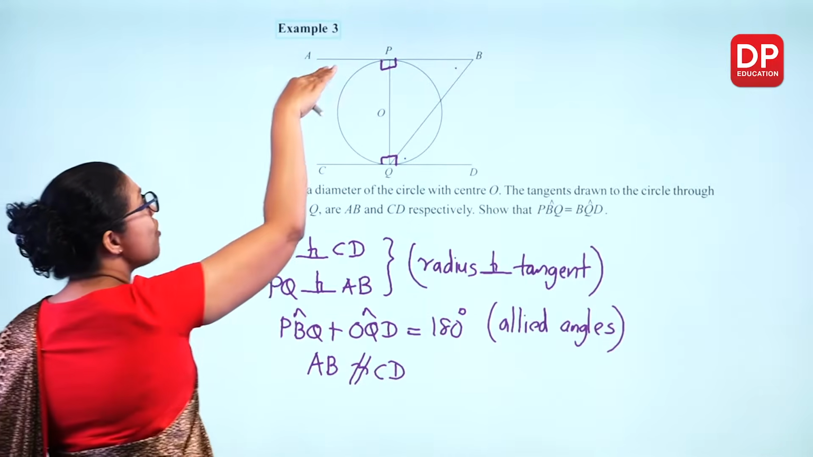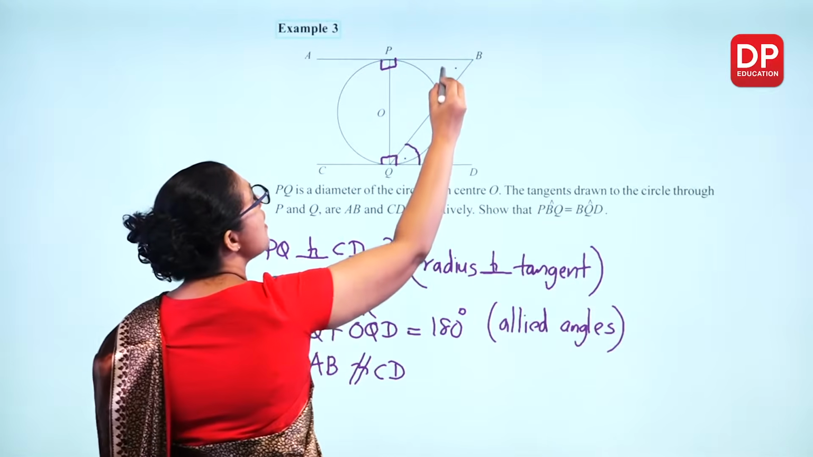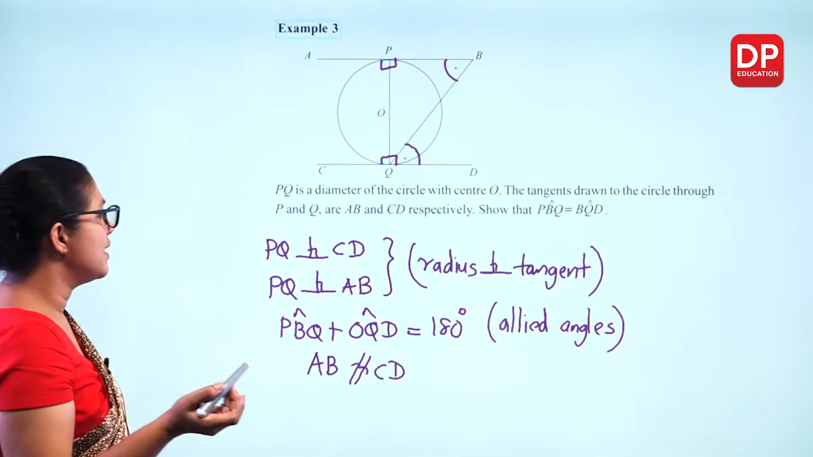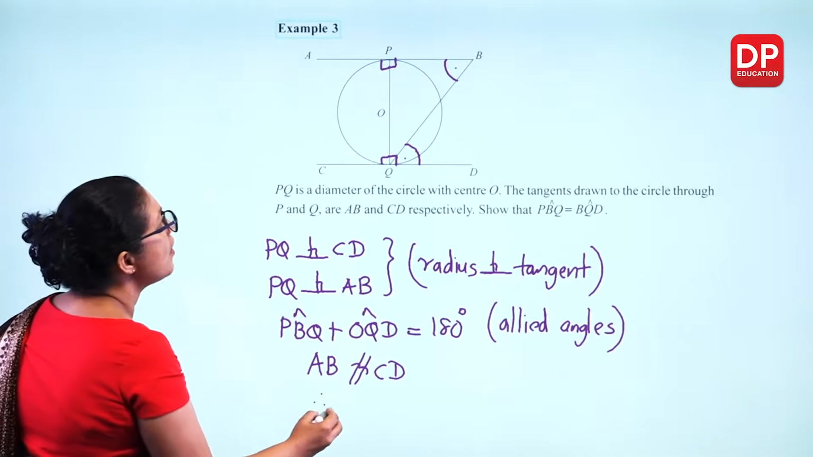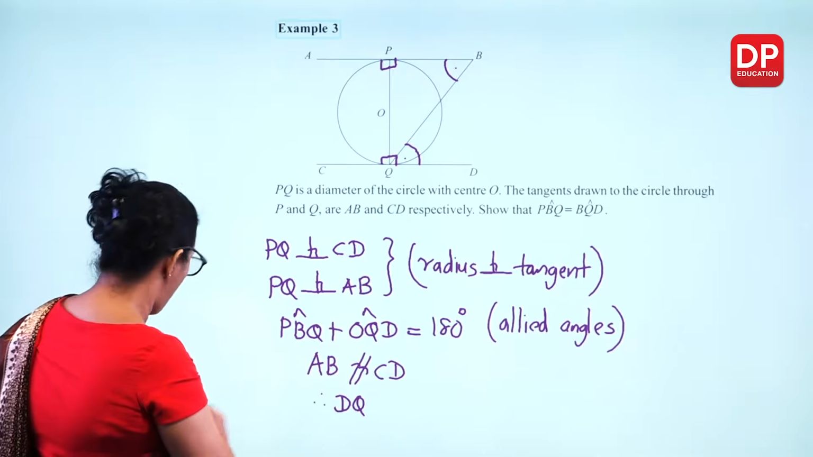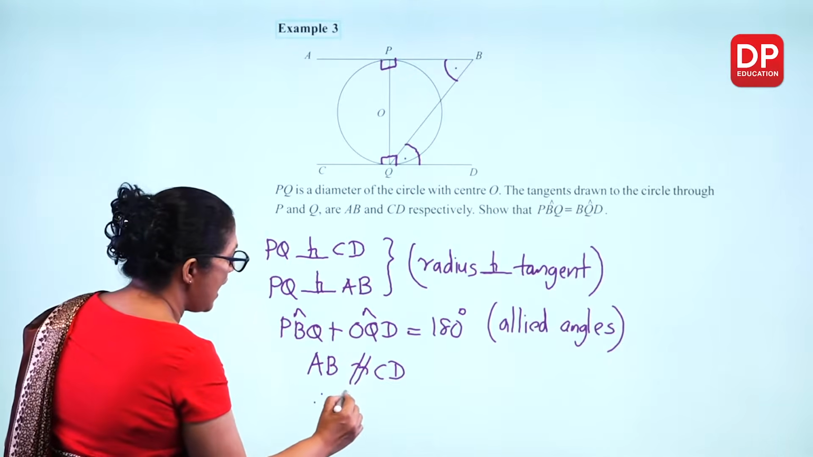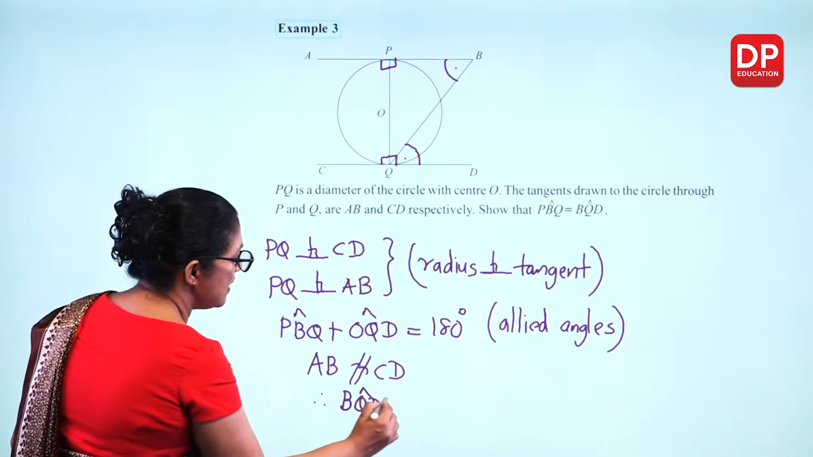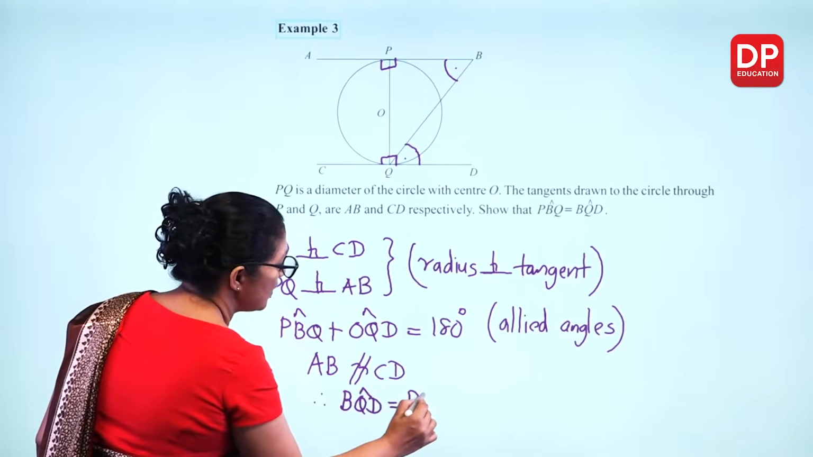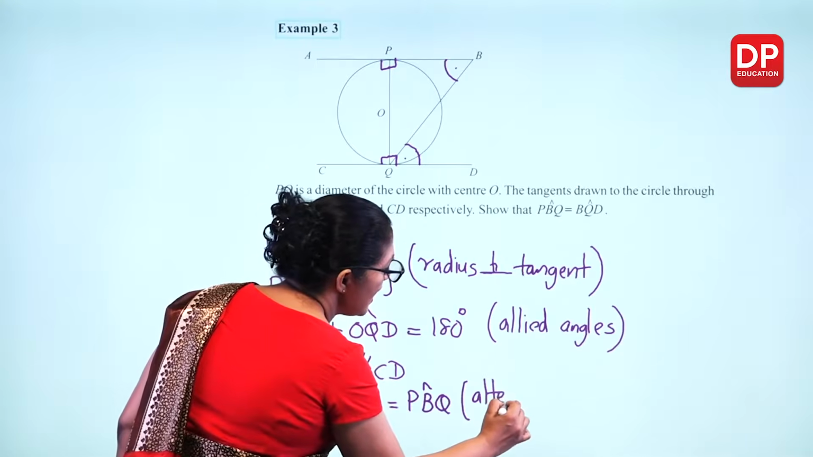So if these two are parallel, what can you say about these two angles? These two are equal. Alternate angles are equal. So therefore I can write down BQD angle is equal to PBQ angle because of alternate angles.